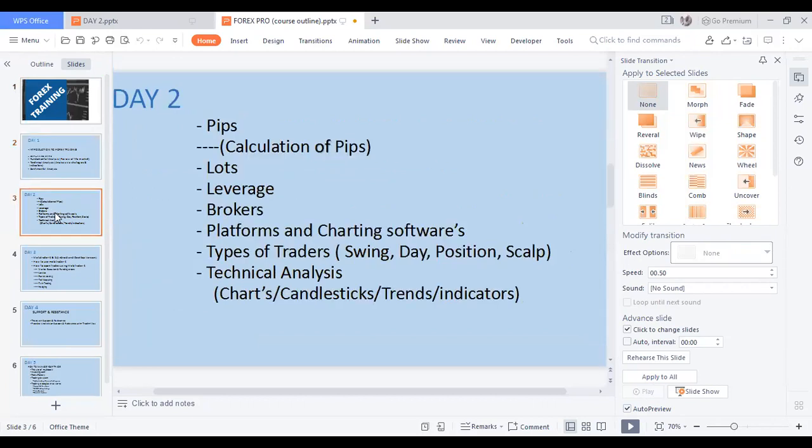Today, we'll be talking about pips, lots, leverage, brokers, platforms and charting software, types of traders: swing, day, position, and scalp. We will also talk about technical analysis. So let us start. The first one I'll start with today is pips.